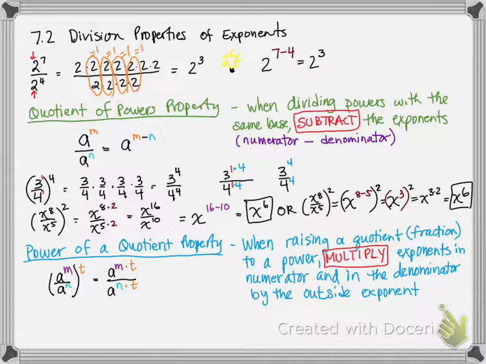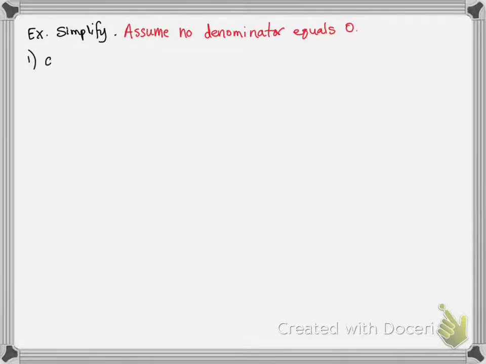All right, so I'm going to go to the next screen, and we're going to do a couple of examples, and we'll call it quits for today. So the directions are going to just say simplify. Okay, and then I need to give you a little assume. So assume no denominator equals 0. And why do we have to assume that? Because if I have a denominator that equals 0, then I'm dividing by 0, which is a mathematical impossibility. Undefined. Remember, that's the same idea.